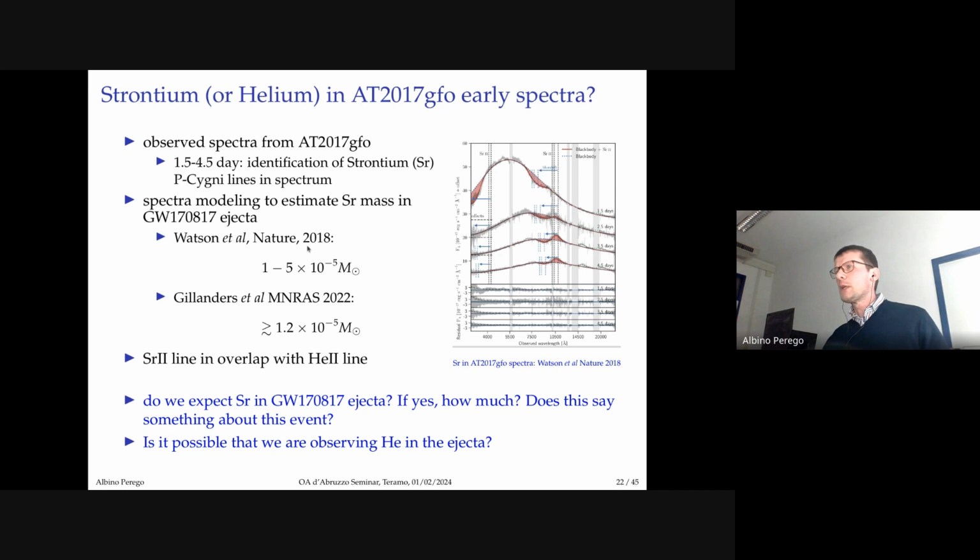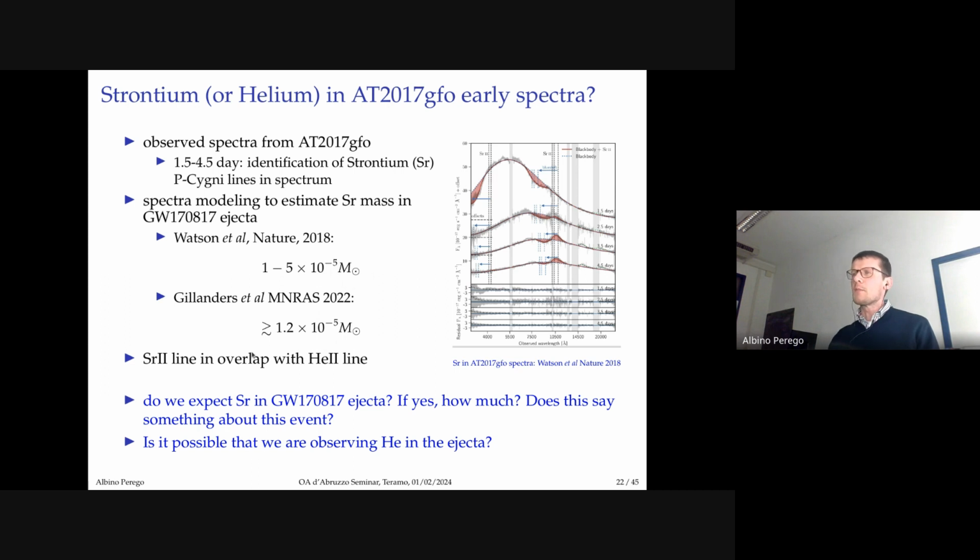However, there have been a couple of papers that claim a clear identification of a strontium feature, and they also provide an estimate of the amount of mass that was produced as strontium in this ejecta. Here I report the number, it's a few times 10 to the minus 5, more or less. Actually, it was noticed, I think, by Enrico Cappellaro when we started this work, that the strontium line associated with this emission has a very good overlap with a helium line.